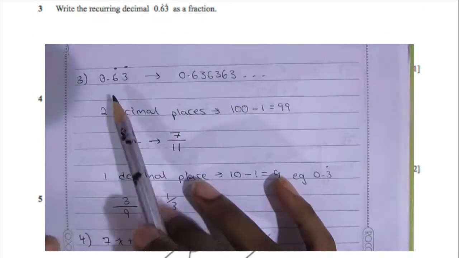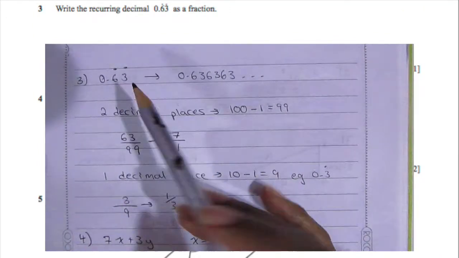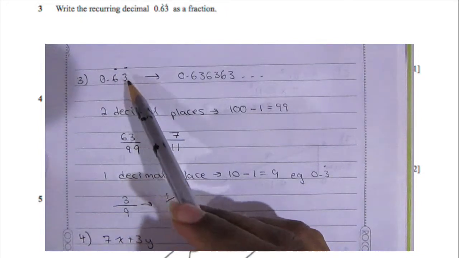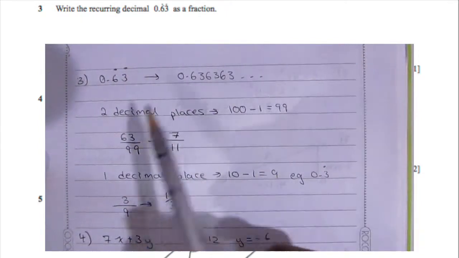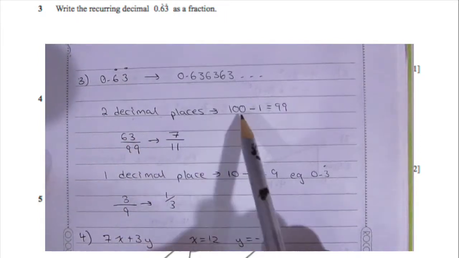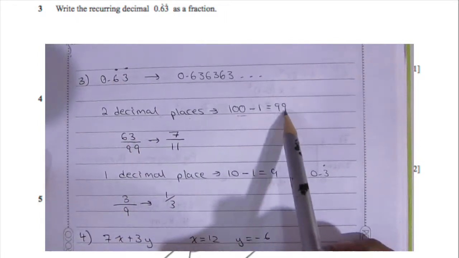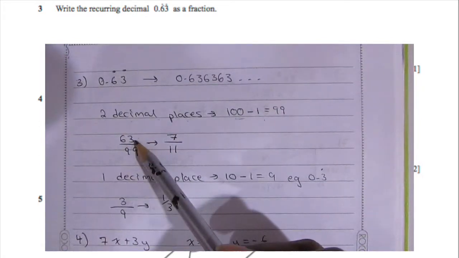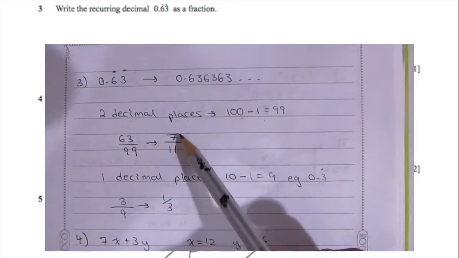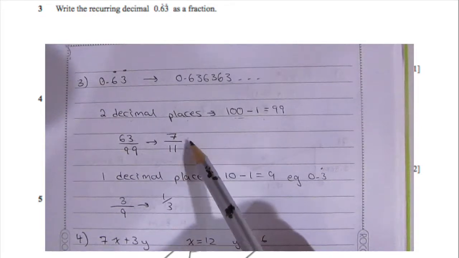So now question 3, writing the recurring decimal 0.63 as a fraction. Those two dots tell us that it's actually 0.63, 63, 63, and so on. If you have two decimal places, you're going to do 100 minus 1, which is 99, and you're just going to put that number under it. So 63 over 99, and we're just going to simplify it to 7 over 11.